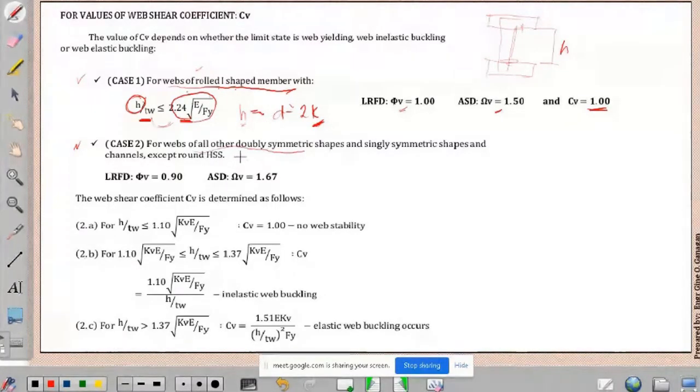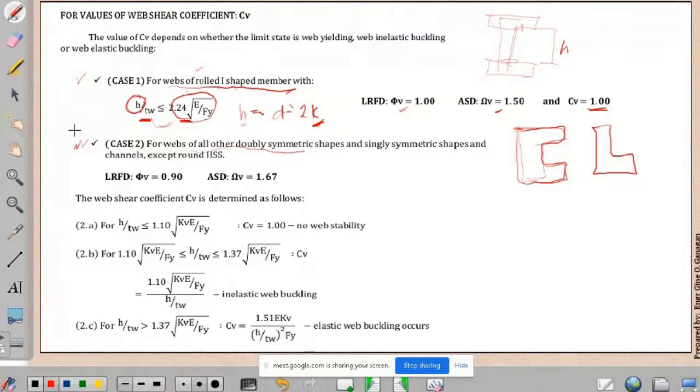So, ganun lang kasimple. So, pagka channel section naman, alam niyo naman ang channel section is a singly symmetric beam. This is a singly symmetric beam. Channel, angle, lahat yan. So, pag ganito yung given na members niyo or section, dito na kayo sa case 2. Diretso na kayo sa case 2.